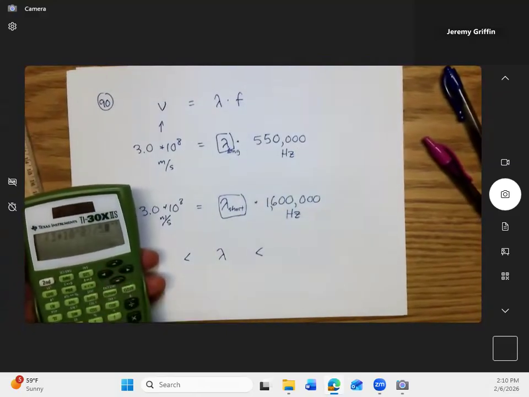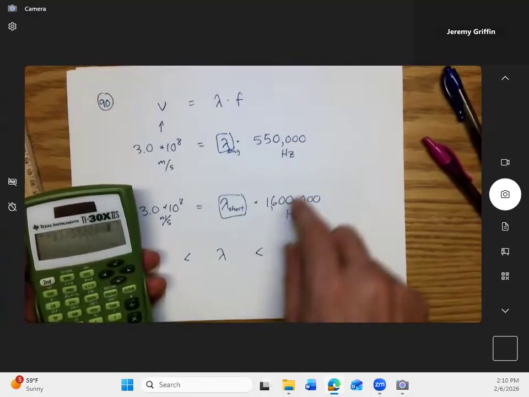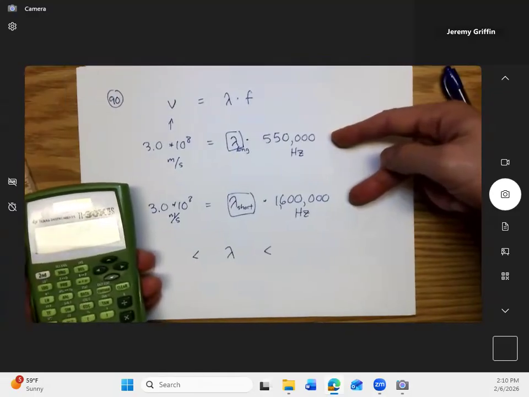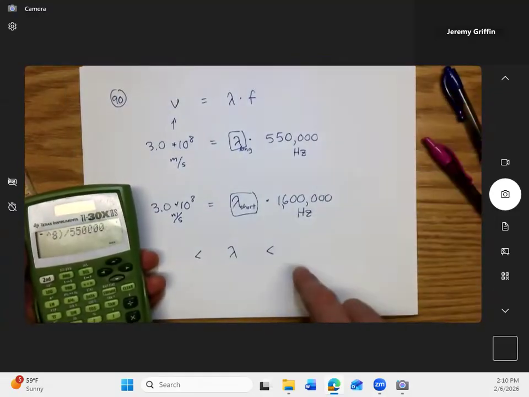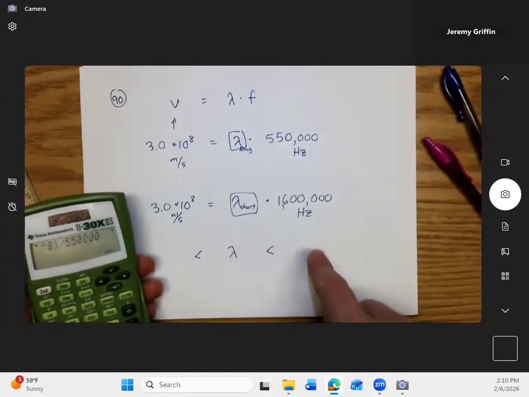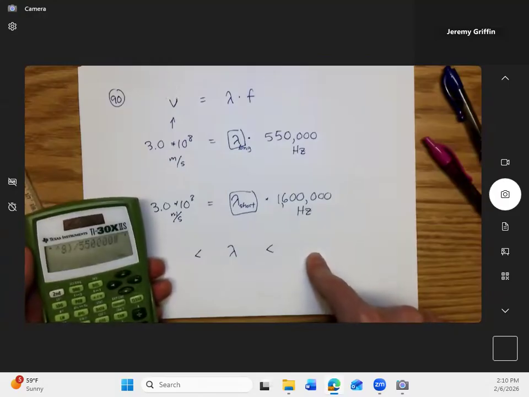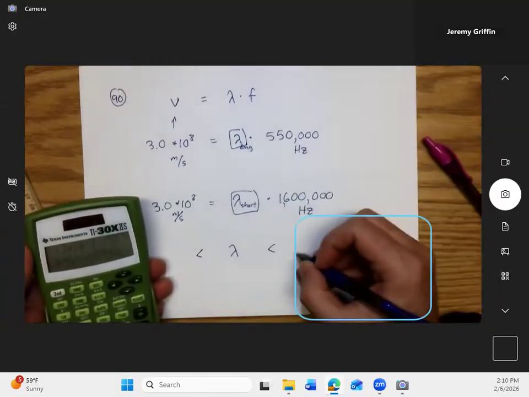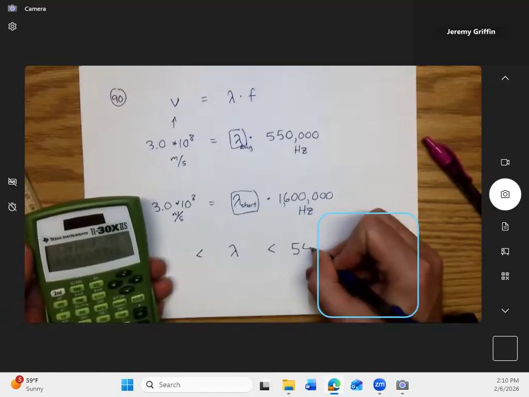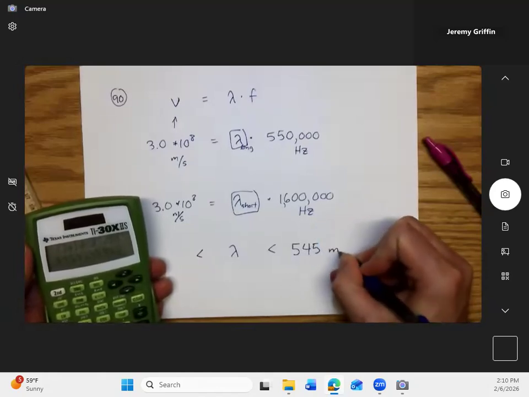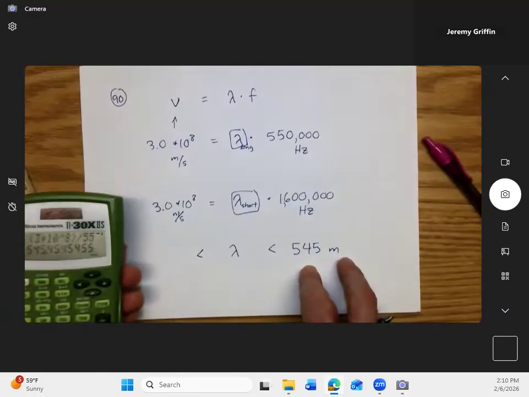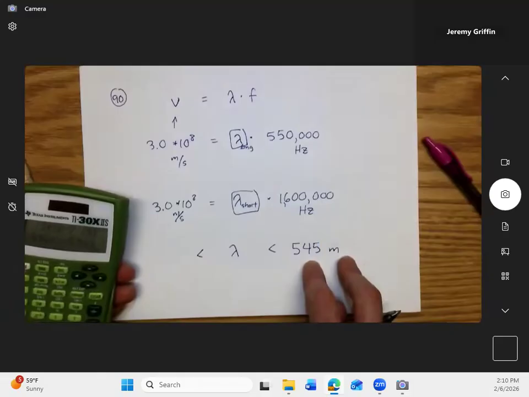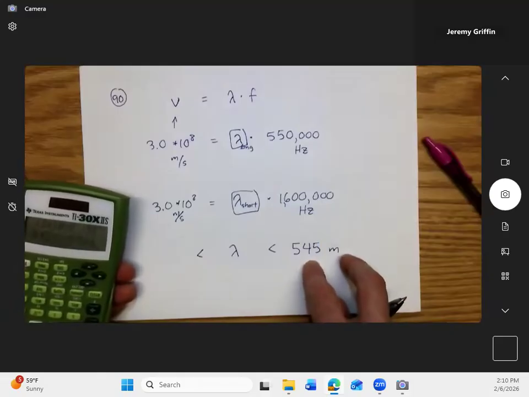I divide down over the frequency of both of these, right? What did you get for the long wavelength? 545.45. Okay, yeah, that's what I'm getting too. 545 meters. So if you're tuning in an AM station, you could be tuning into radio waves that are hundreds of meters long to get those signals.